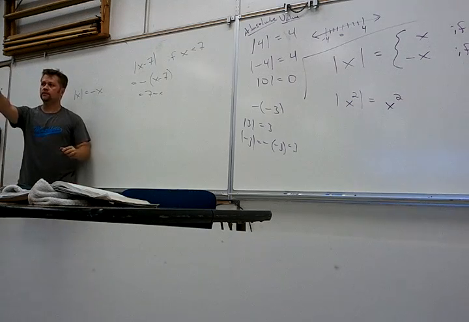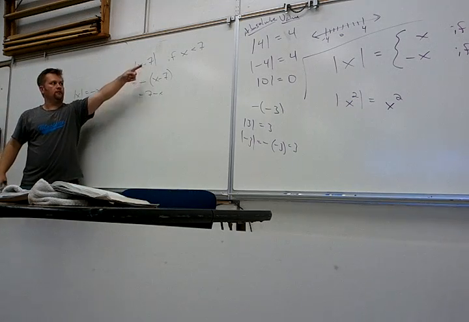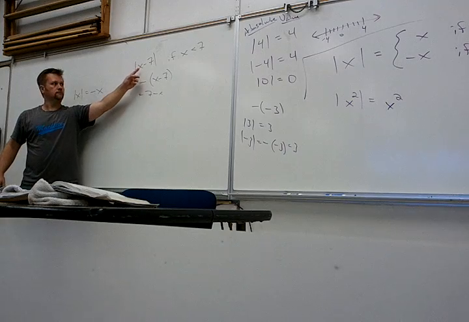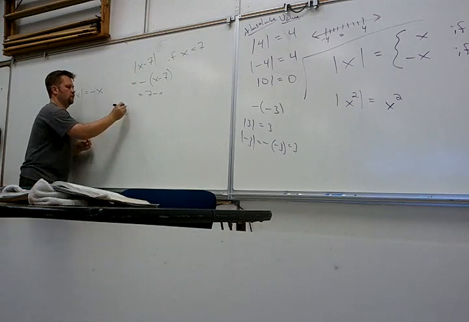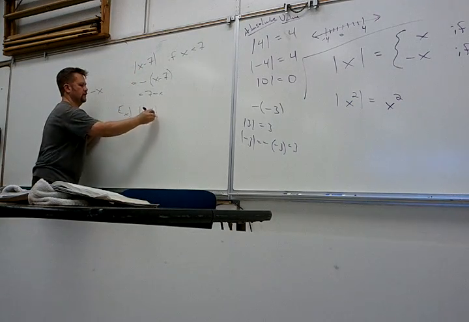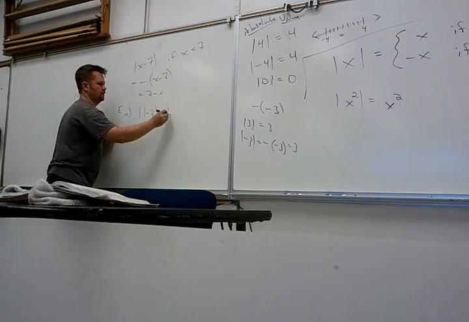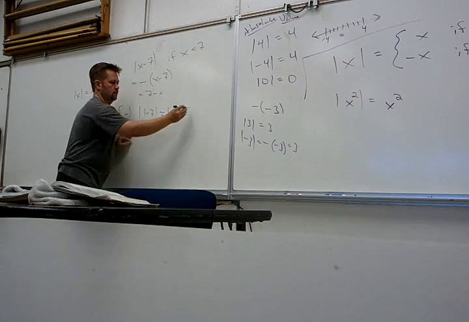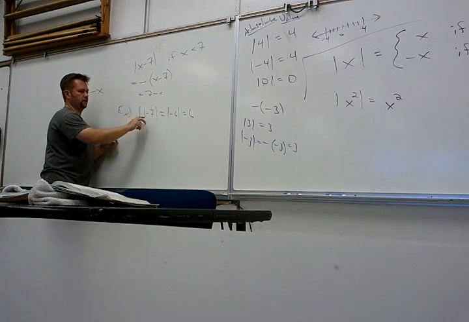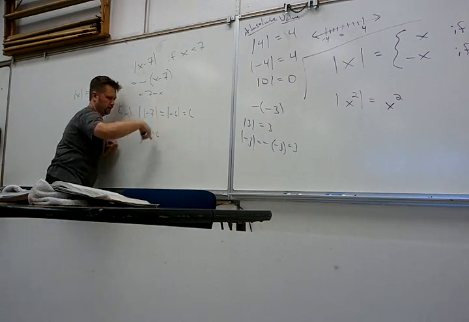Now let's test this out. Somebody give me a number that would follow my rules here. So for example, 1. What's the absolute value of 1 minus 7? 1 minus 7 is negative 6. What's the absolute value of that? 6. What's 7 minus 1? 6. See?